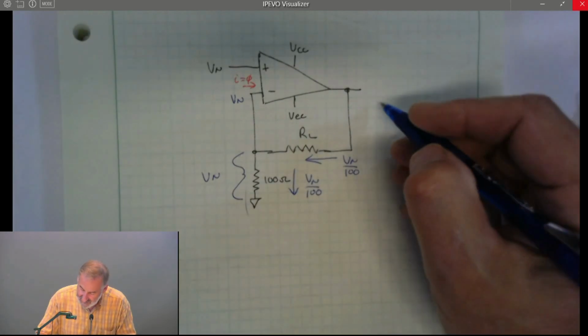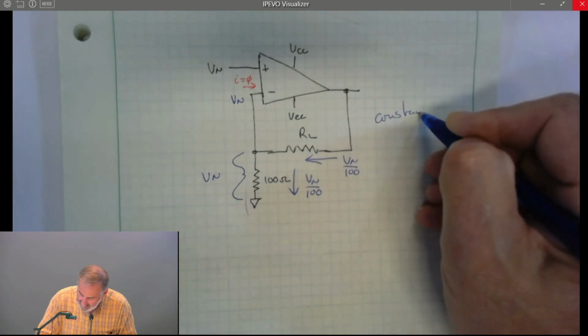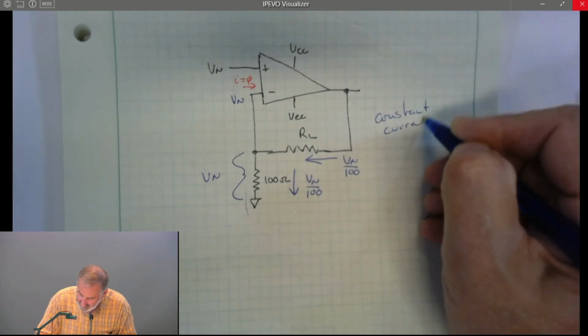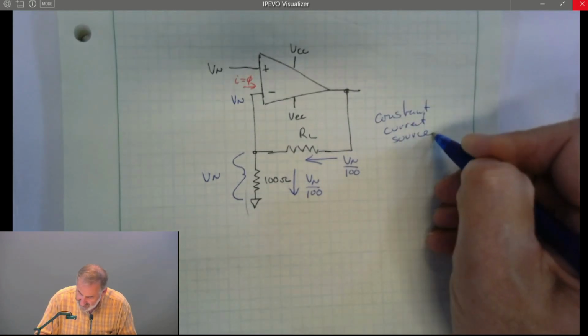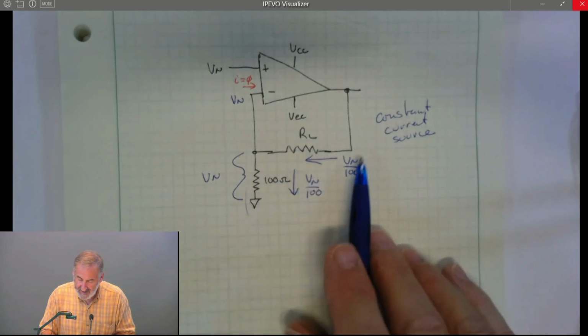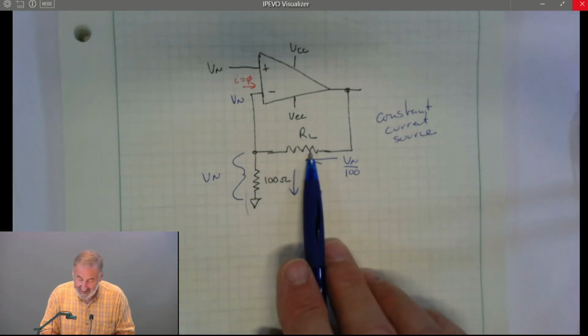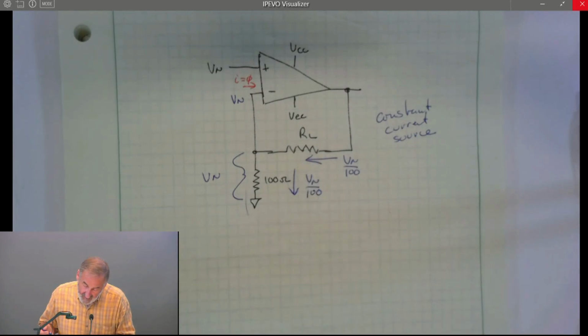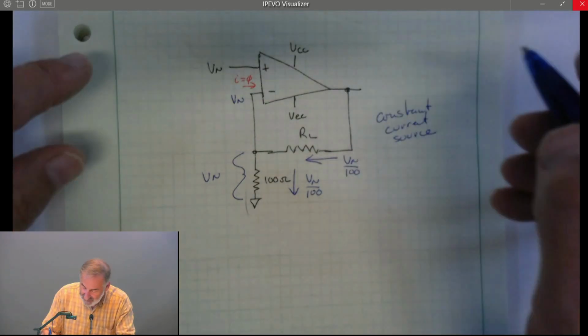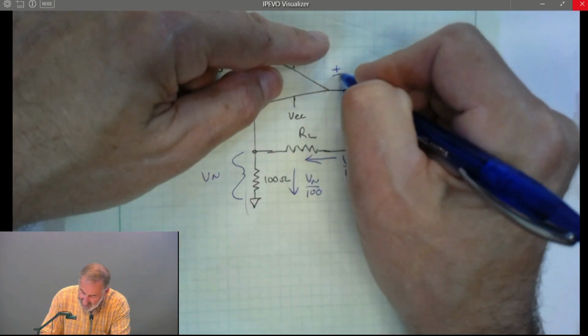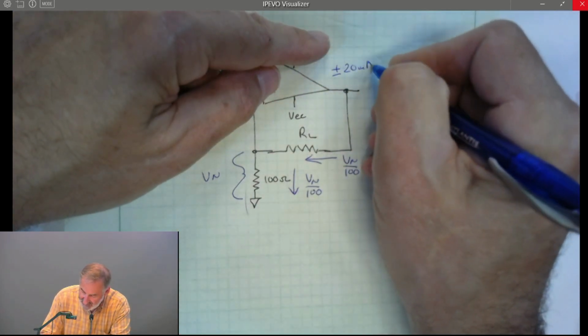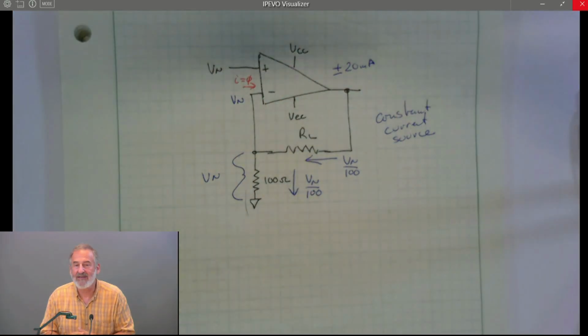So this is a constant current source. The current through the load is totally dependent upon Vn and the value of this resistor. In fact, this resistance could change dynamically, and the current through it would remain constant. We are limited by a couple things. We can usually only get about 20 milliamps out of an op-amp, so we can't get more than 10 or 20 milliamps through the current source.